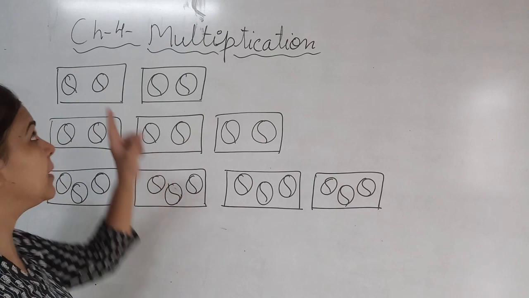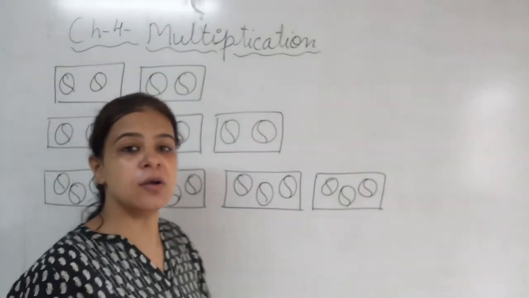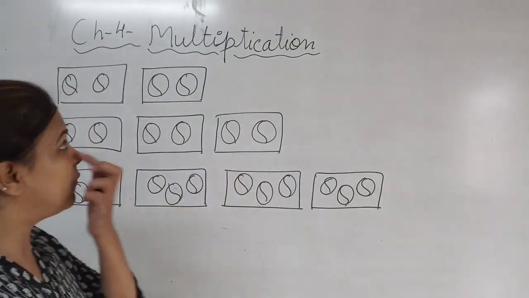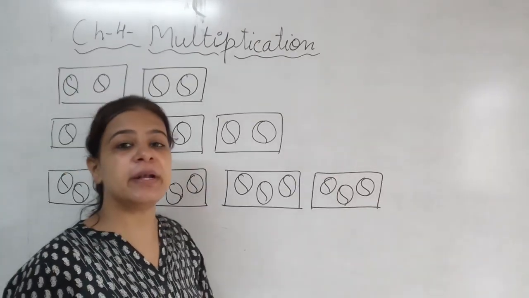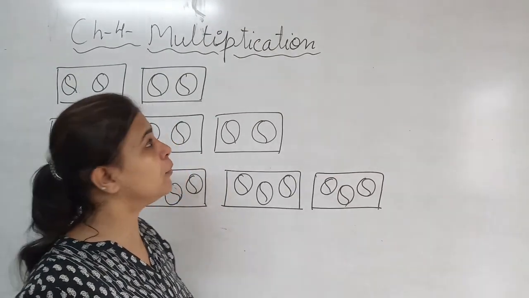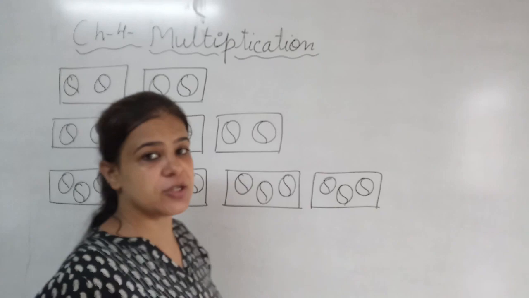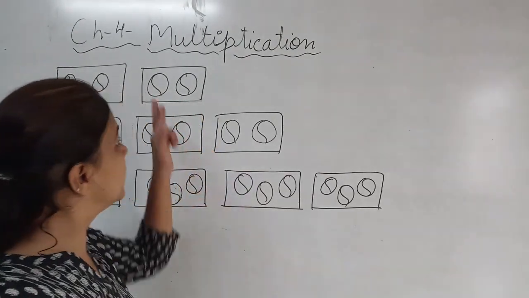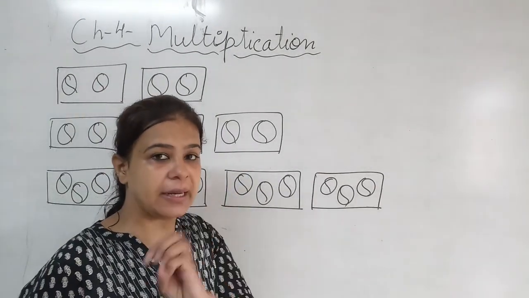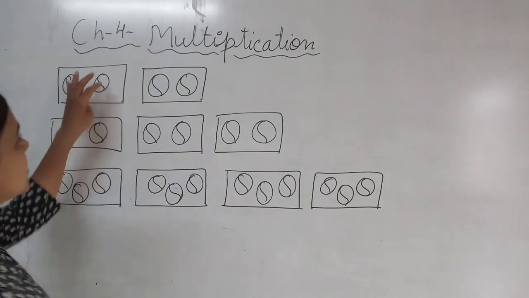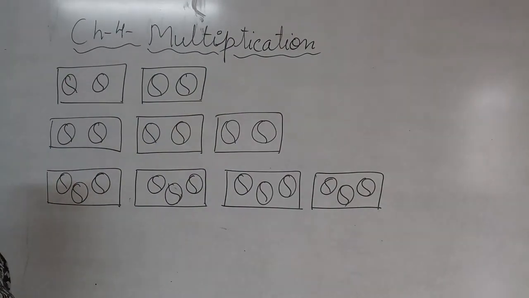Multiplication, chapter number 4, is given in your maths time book. Before this multiplication, I have already taught you numbers, addition, and subtraction, and now this chapter number 4, multiplication, will be here. Okay, so before doing this multiplication, let us see these marbles over here.